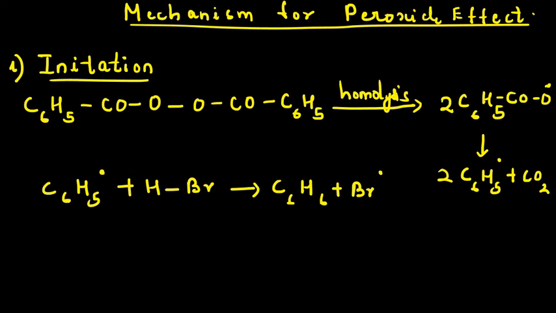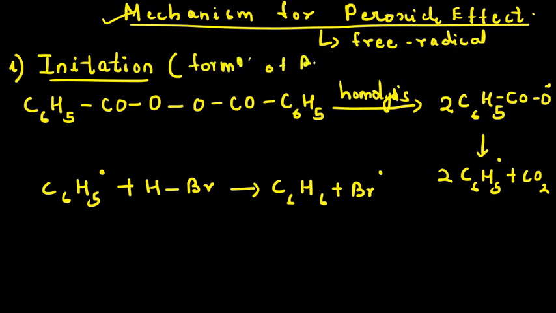In the Markovnikov case, we discussed that an electrophilic addition reaction was taking place. In the anti-Markovnikov case, the mechanism involves a free radical mechanism. So let us see the different steps of the mechanism for this peroxide effect. A free radical mechanism involves three steps: initiation, propagation and termination. The first step is initiation, in which bromine free radicals are formed.